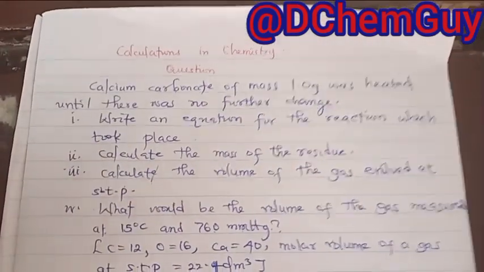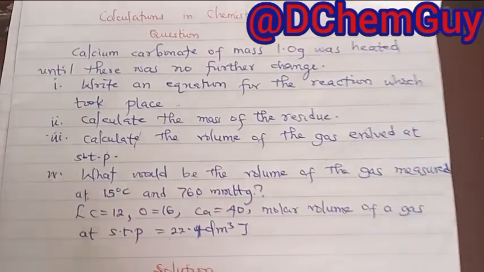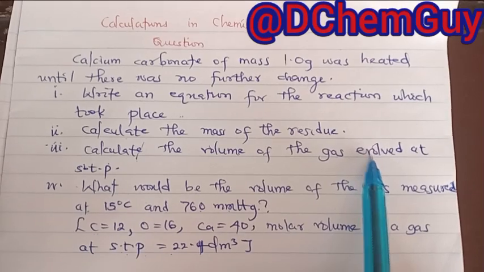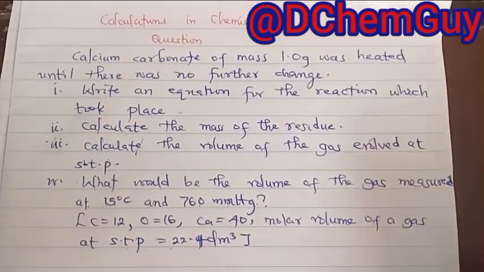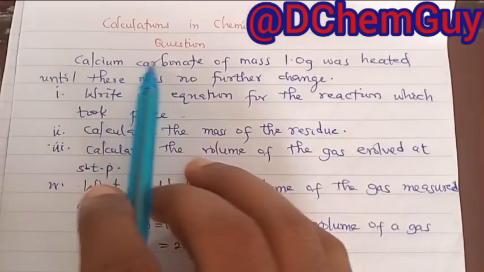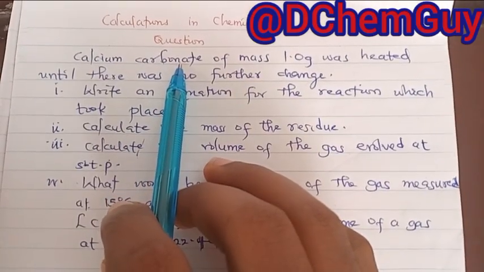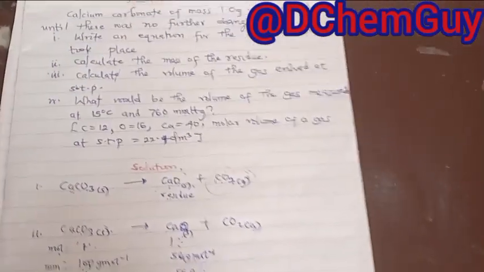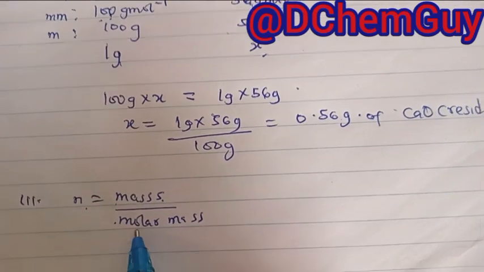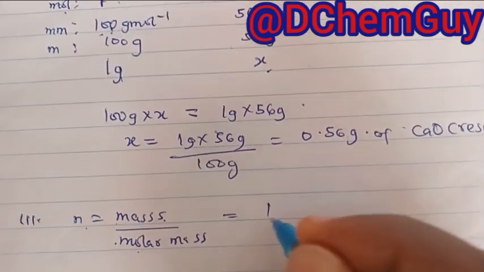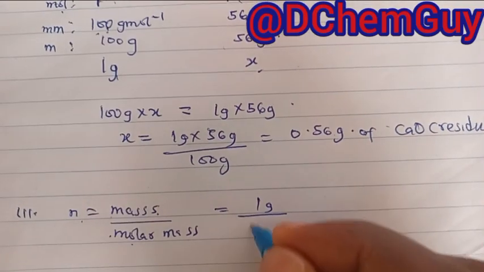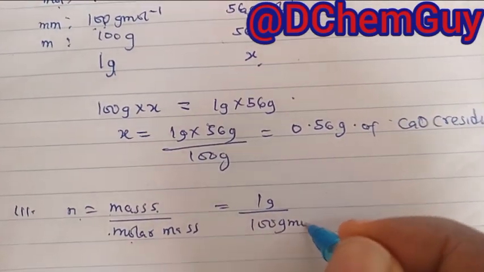Okay, moving on. Let's look at question 3. We are asked to calculate the volume of the gas evolved at STP. To get this, we need to find the number of moles of calcium carbonate. How do we find that? We are going to use this formula: n equals mass over molar mass. The mass given is 1 gram. The molar mass of calcium carbonate is 100 gram per mole.